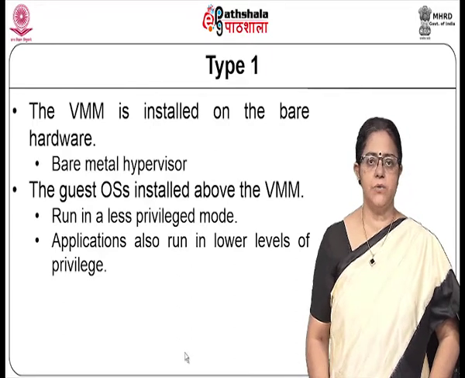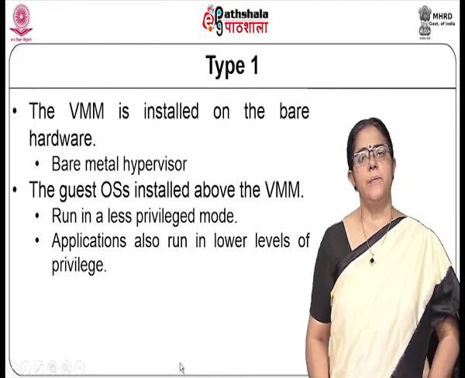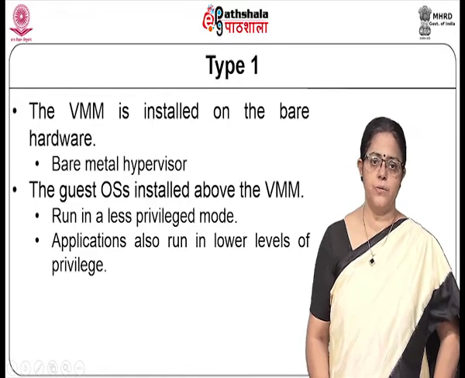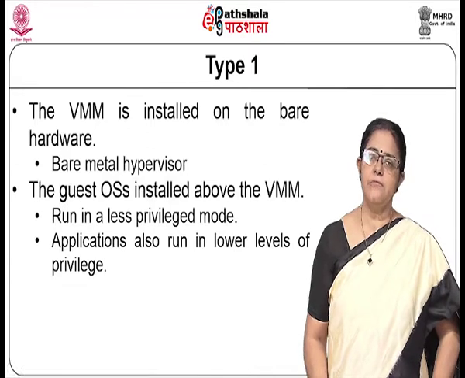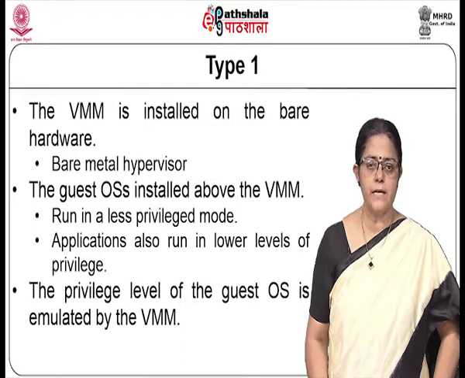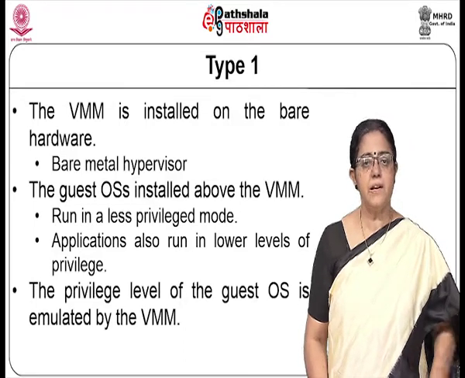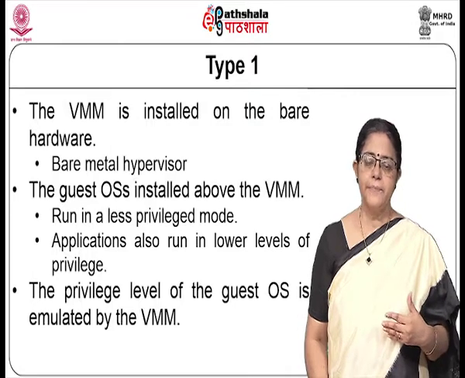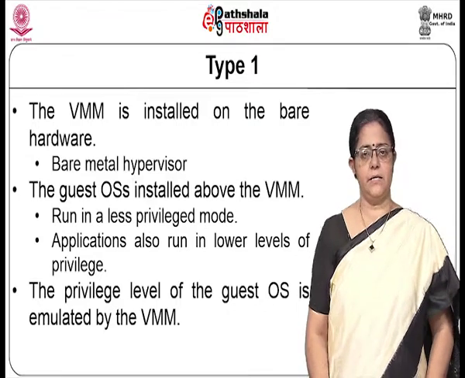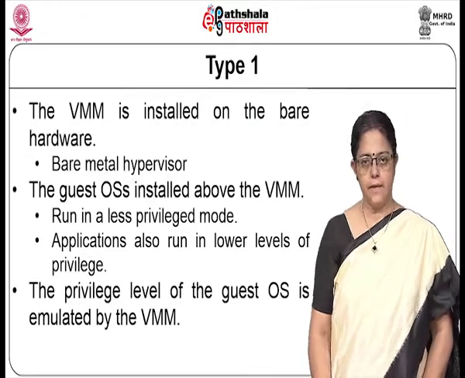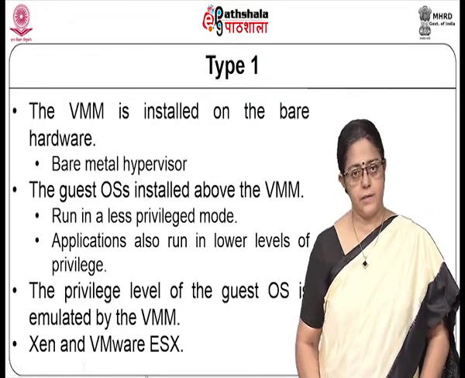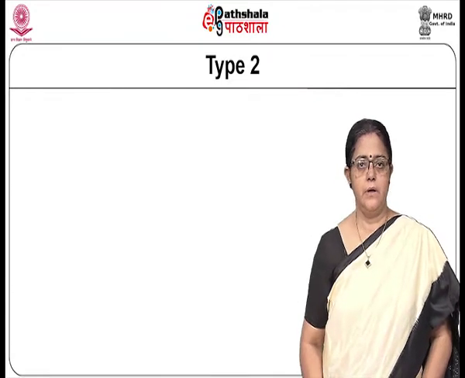Therefore, obviously guest OS does not have the complete privilege that normally it enjoys when it is installed on top of the hardware. Therefore, the applications and the guest OSs have to make some kind of modifications. We will talk about that. The privilege level of the OS will be emulated by the VMM. All the privileges that OS enjoys will have to be emulated by the virtual machine monitor. Xen and VMware ESX are typical examples of type 1 virtualization.